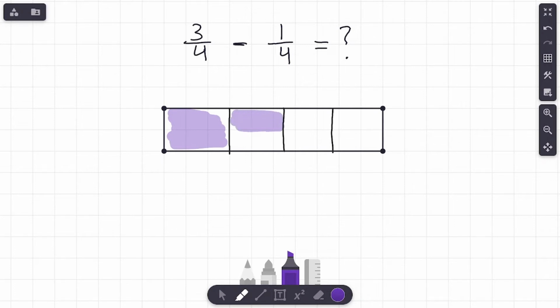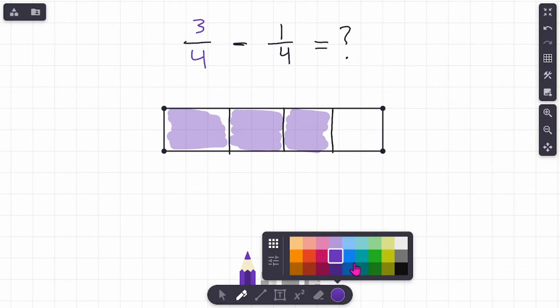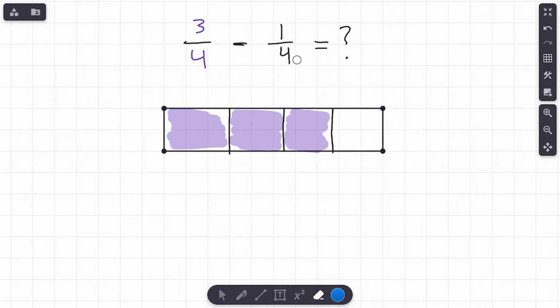There's 1/4, 2/4, and 3/4. Okay, so we've got 3/4. I'm actually going to write it in purple up here so that way we have it. 3/4, and we're going to be taking away 1/4. Okay, we're going to be taking away 1/4. And I want you to just think for a second. Do you have any ideas how we could show that on our model?